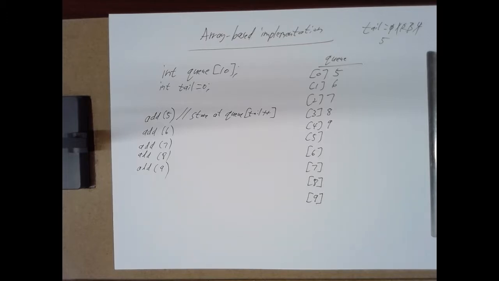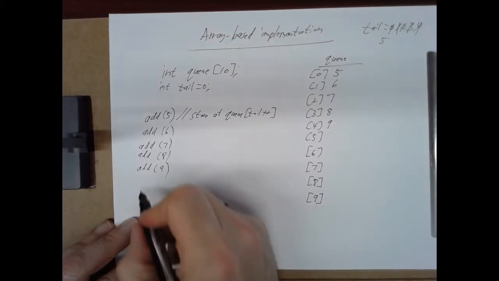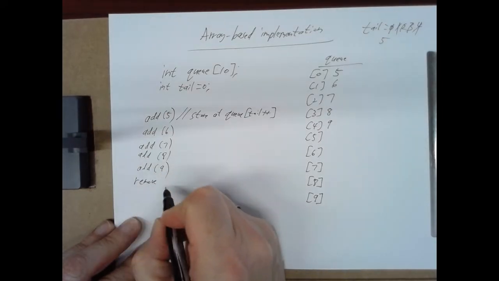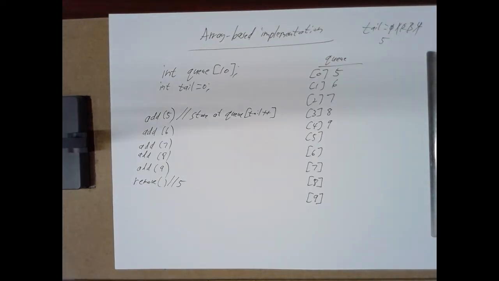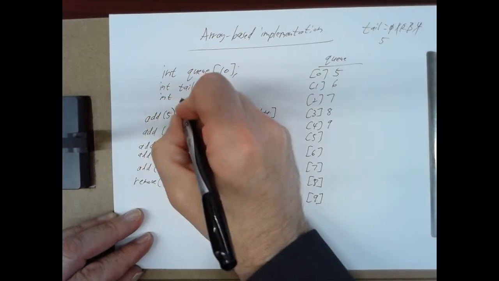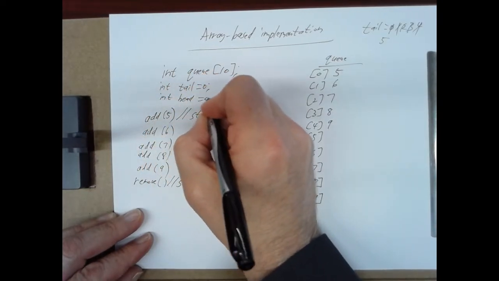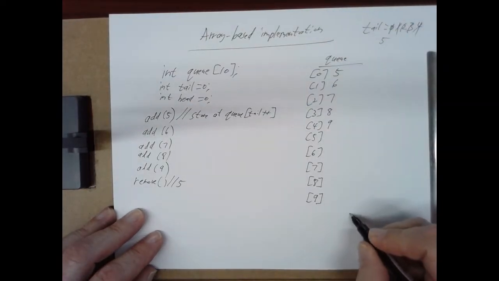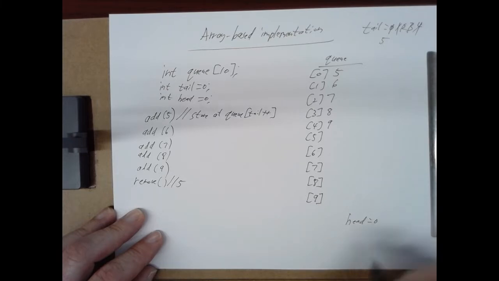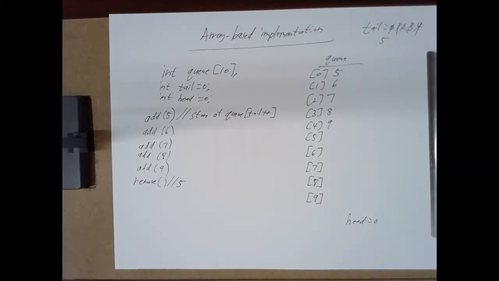Now let's say we want to remove one element from the queue. And we're hoping that the remove is going to give us back our 5, because that was the first thing we added. So we need something that tells us where we should remove from. So we need a second pointer, which we can call head, which is also initialized to 0. So let me put that down here. So head equals 0. So when I say remove, head will tell me where to remove from in my queue.